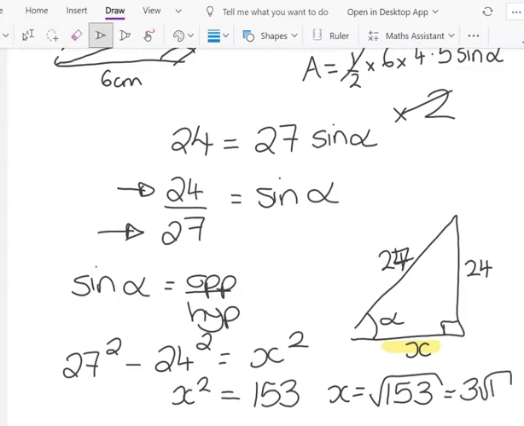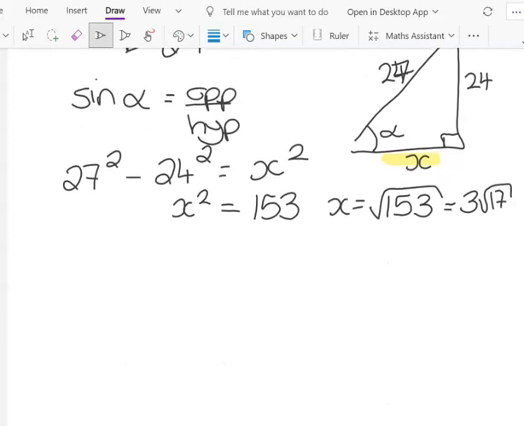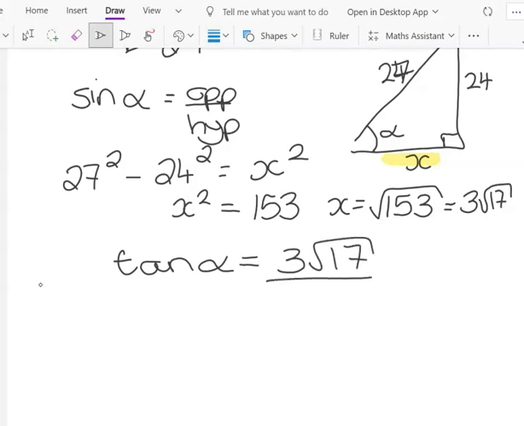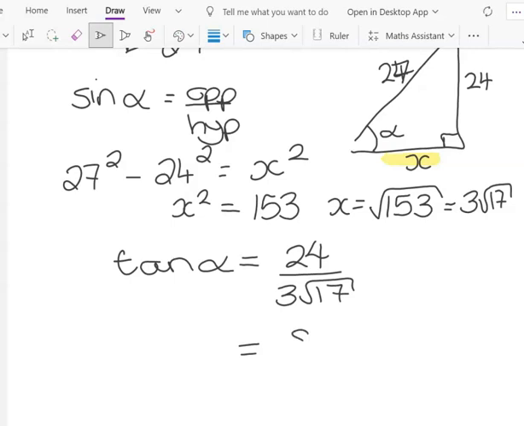Now you've got a calculator, that will do it for you. I'm trying to do this in my head. Okay, so now we know, looking from our triangle, that tan alpha is equal to the adjacent, which is our x value, 3 root 17, over... No, it's not. Tan is opposite over adjacent. So it's 24 over 3 root 17, which is the same as 8 over root 17.